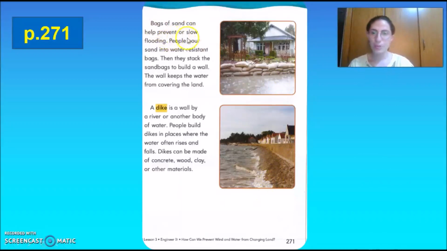Bags of sand can help prevent or slow flooding. People pour sand into water-resistant bags. Then they stack the sandbags to build a wall. The wall keeps the water from covering the land.